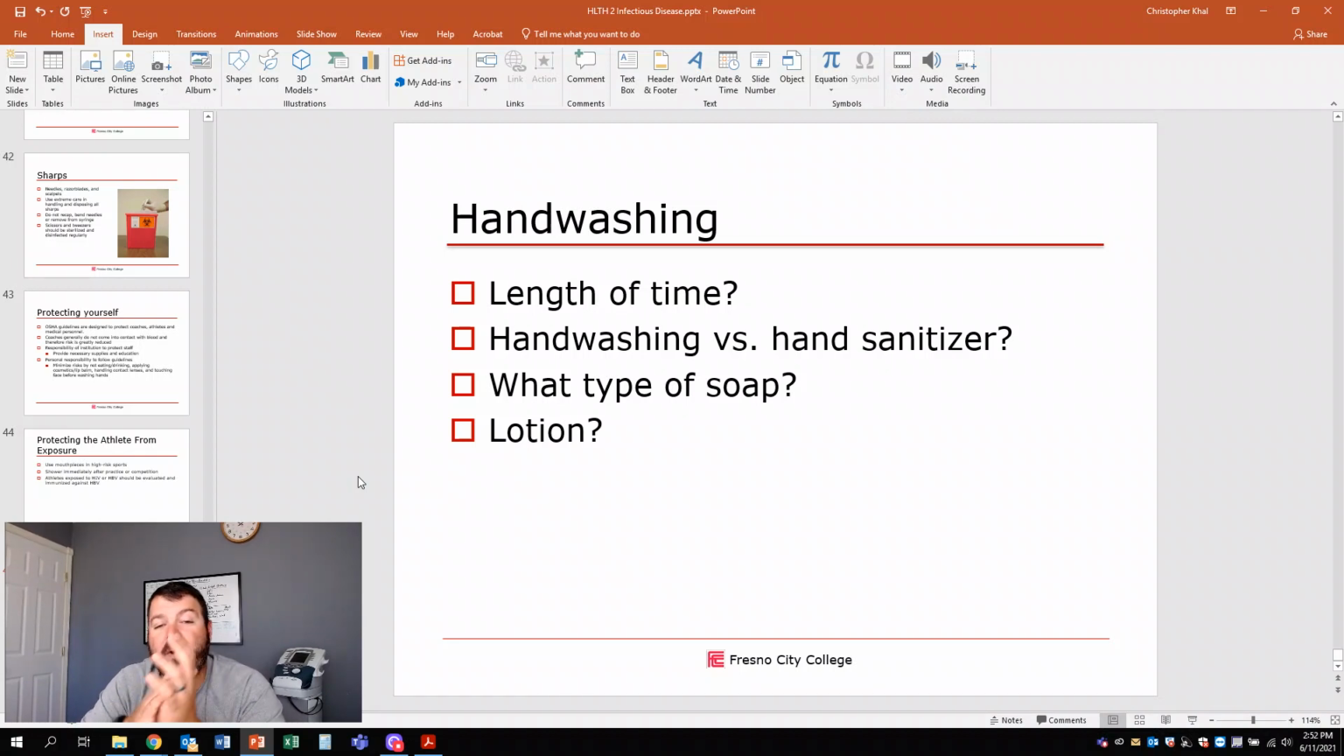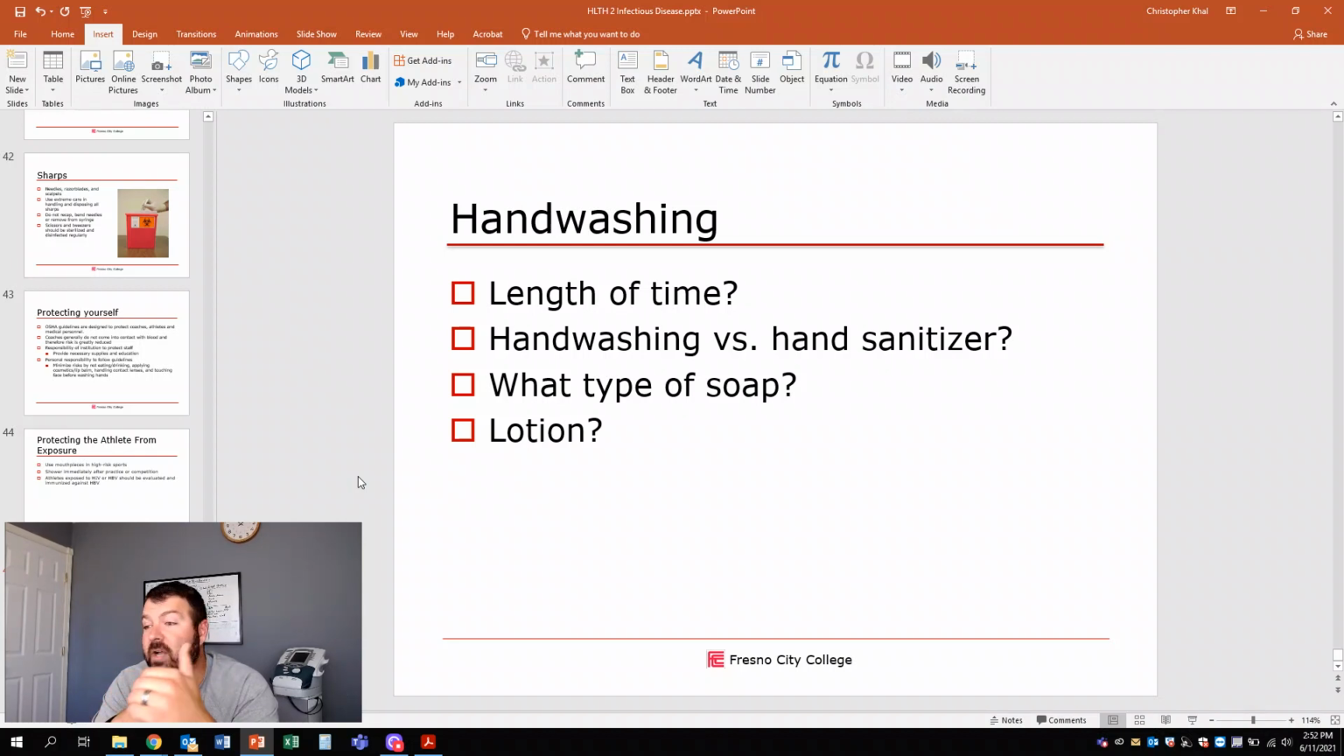With hand washing, I think I'll have a video of it later on, maybe in this module. So you can make sure you get all your nails, the webbing around your thumb, the back of your hand, and so forth, areas that are commonly missed.